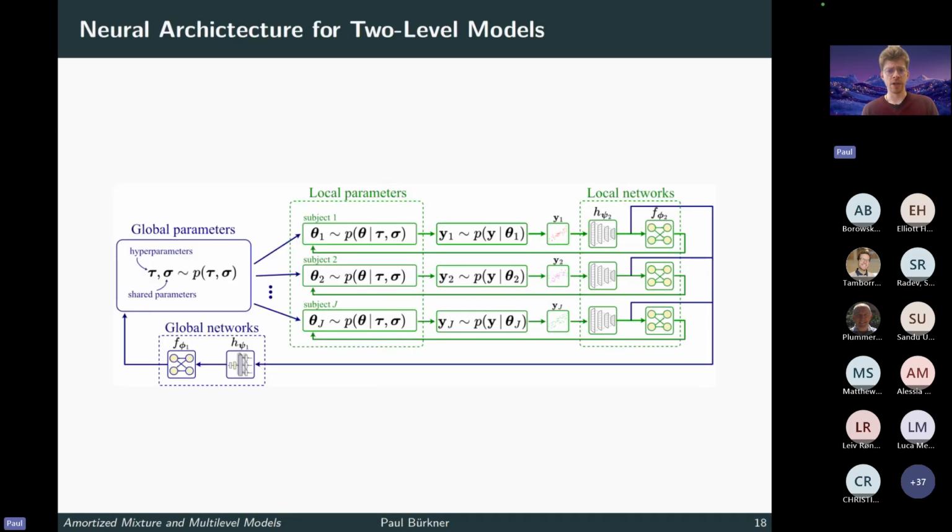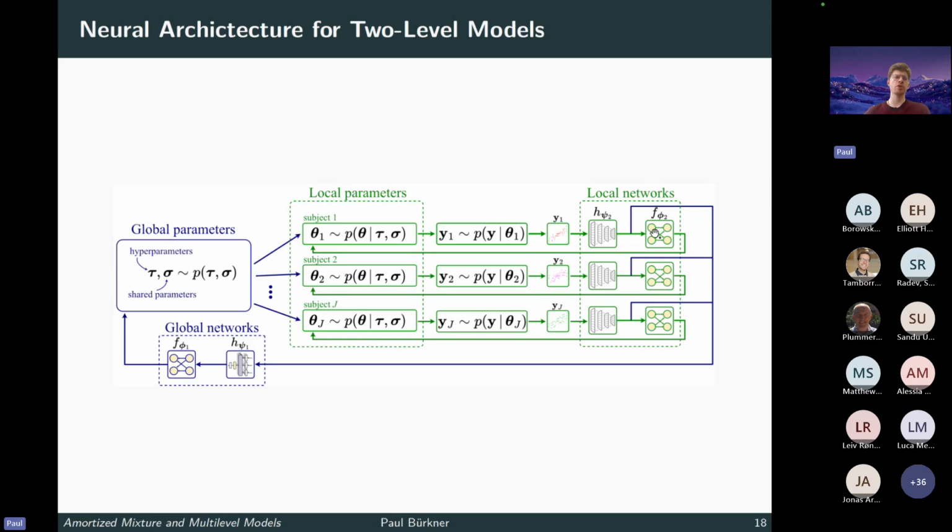So here's a plot from the paper we are using, and it looks a bit different, but the general idea is the same as we have in the mixture models. So we have some hyper or shared parameters tau and sigma coming from a prior in the forward model, from our global prior. Then we have our local priors for our individual group-specific parameters theta, for example, for the 3 hospitals or 3 subjects, 1, 2, and 3. From that, we are going to have subject-specific or group-specific data y that enters our local summary network and also enters our local inference network.